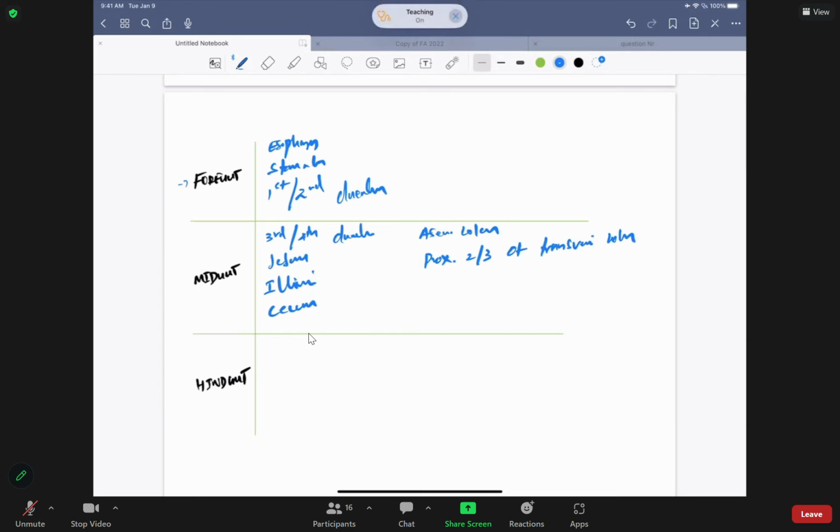Okay. Now, going to hindgut is your distal 1/3 of transverse colon, descending colon, sigmoid colon, rectum, and anus. All this comes from hindgut. Those are the GI tract. I did not include any organs, okay? These are GI tract.